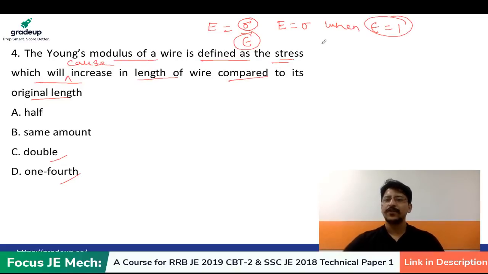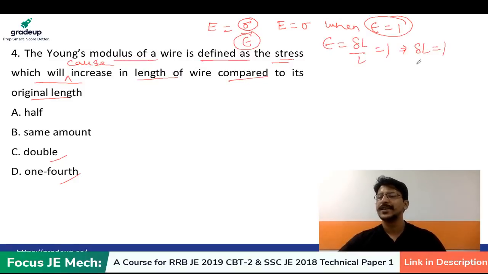Clear? When epsilon will be equal to 1. And epsilon is nothing, this is the strain. This is given by change in length over original length. And it should be equal to 1. That means clearly your change in length should be equal to 1. Clear? Change in length is equal to 1.